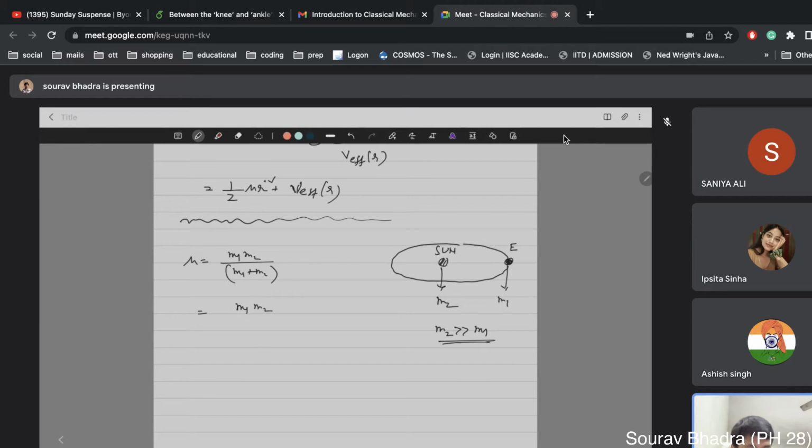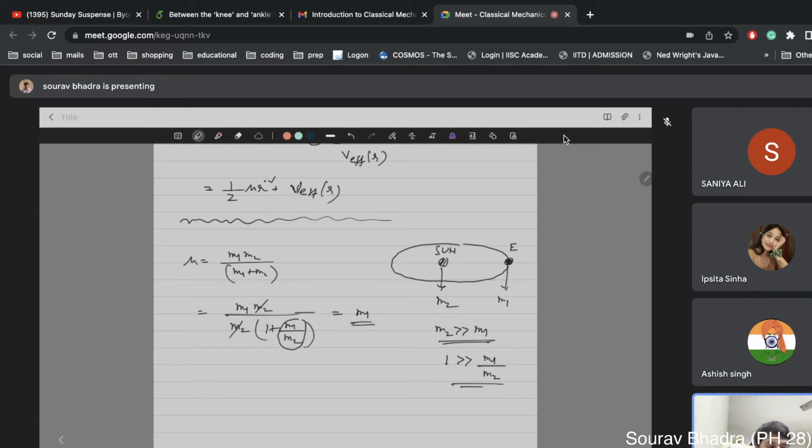Okay, so what happens in that case? So m1 m2 by m2, 1 plus m1 by m2. Now as m2 is very much greater than m1, that means m1 by m2 is very less than 1. So that's why we can neglect this particular term in the denominator, and m2 will cancel out. So this will give you m1 effectively.